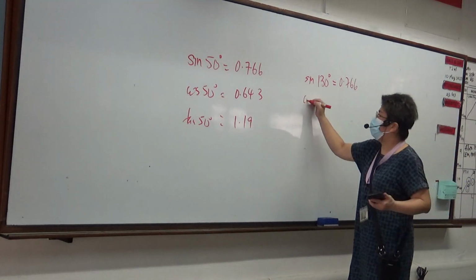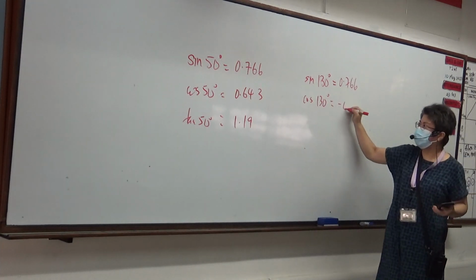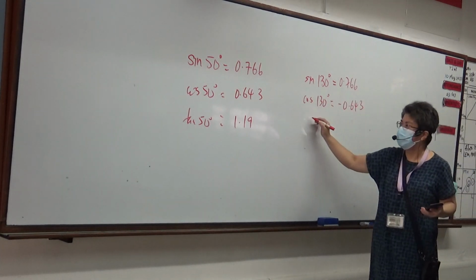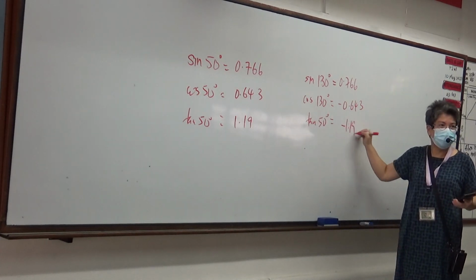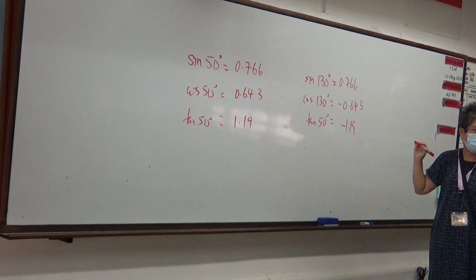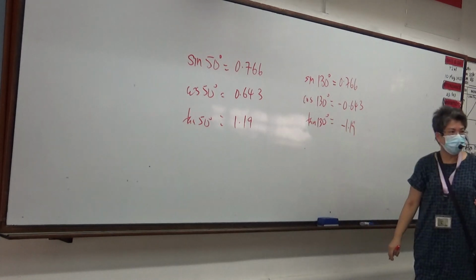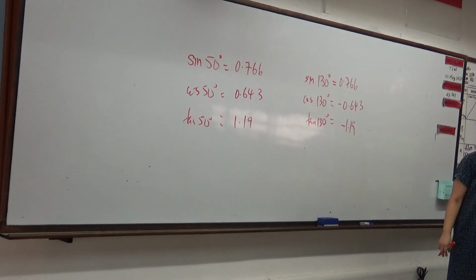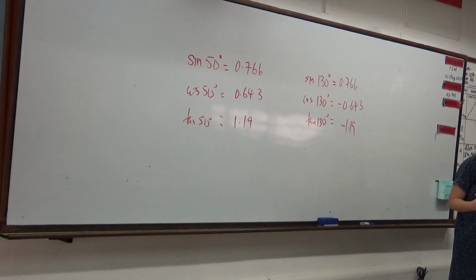Now, what about cosine 130? What will it be? Yes, negative 0.643. What about tangent 130? Negative 1.19. What is it? Alright, yeah. Okay? Yes or no, class? I'm talking to you. Yes or no? Now, why am I so concerned over this? Okay, now, let me do the next one.